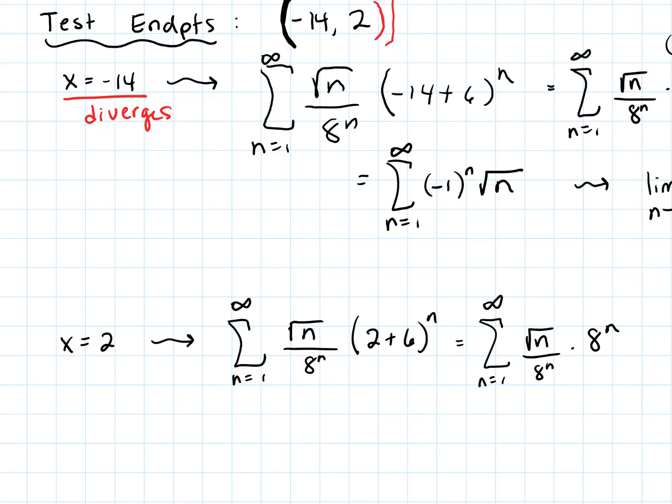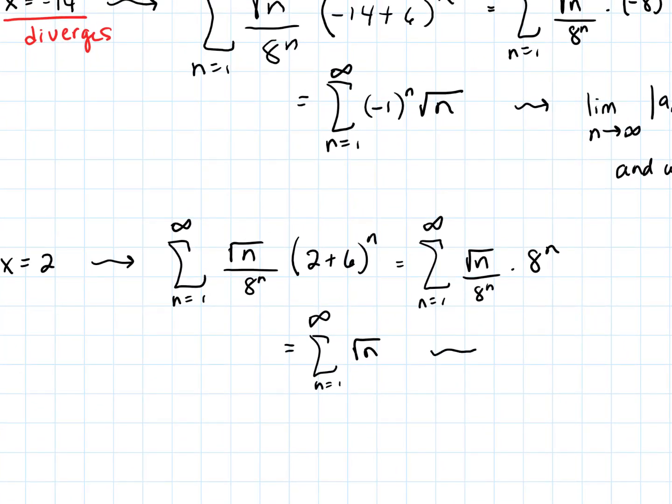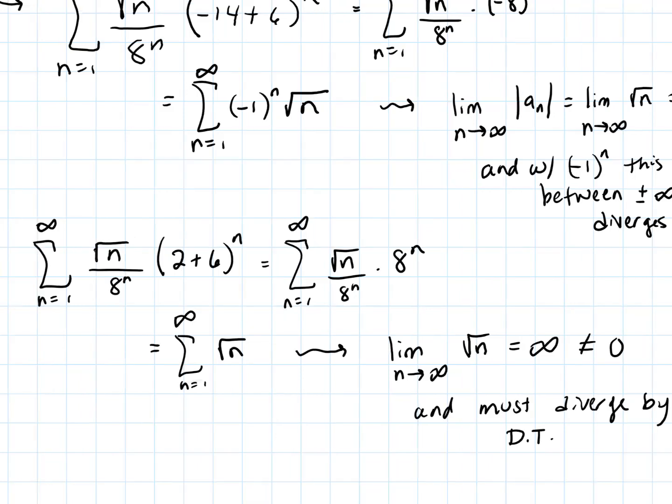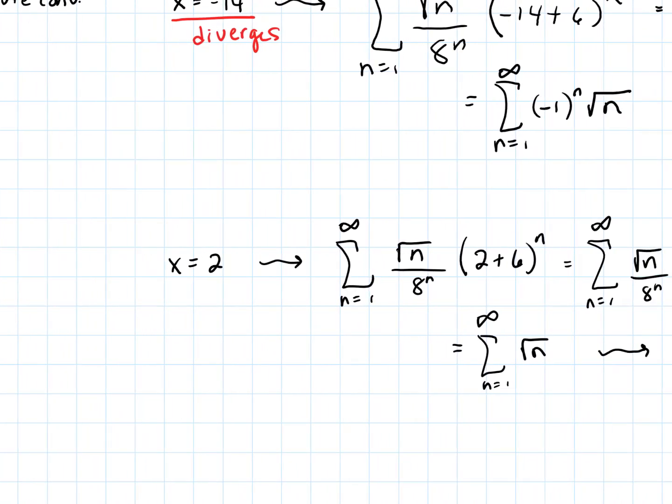Obviously, those two are going to cancel, and this results in just the series n equals 1 to infinity of the square root of n. And this one, we don't even need the absolute value. This one, we can simply say that the limit as n approaches infinity of the square root of n equals infinity, which is not 0 and must diverge by the divergence test. So this guy's definitely diverging when we try to plug in that endpoint as well.